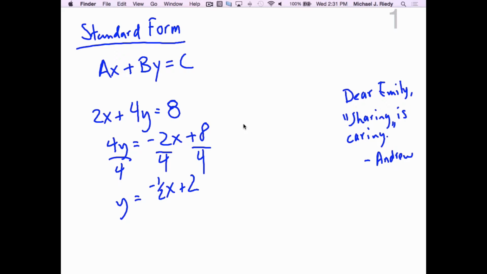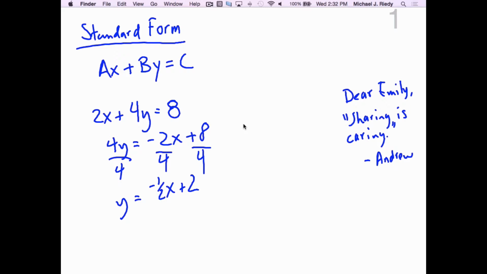I'm going to ask the question, what's the point for that line? Not what's the y-intercept, what's the point for that line? 0, 2. Yeah, this 2 is a y-intercept, and y-intercepts are 0, whatever that number is.